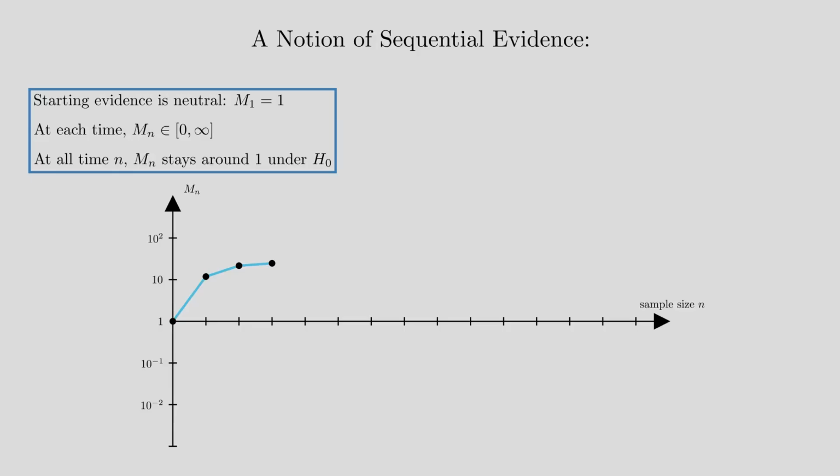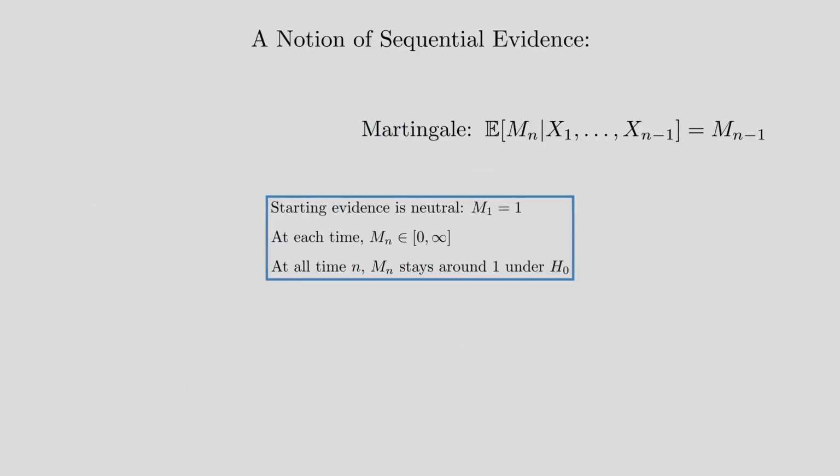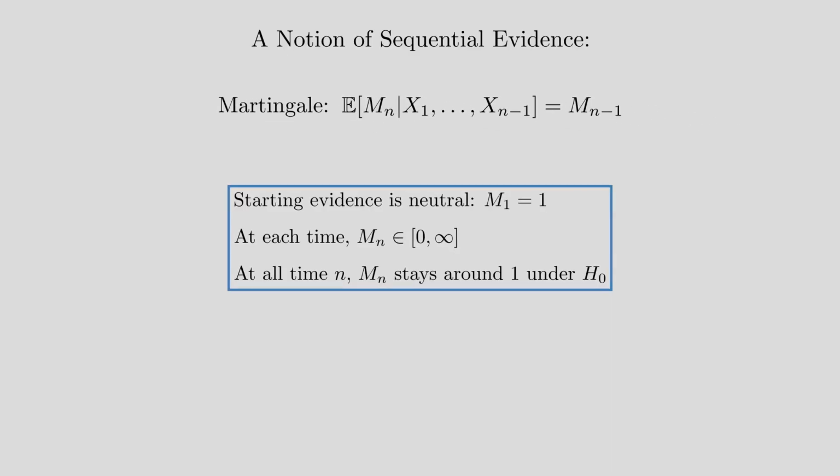This gives us a trajectory that is not supposed to move too violently in one direction or another, since each data point is on average the same as the previous one. That is what mathematicians call a martingale. The expectation of the next data point is the value of the previous one. We can thus update our definition of sequential evidence. We want it to be a martingale.